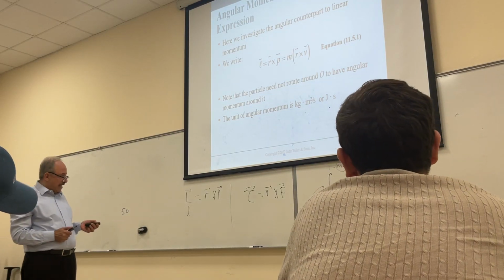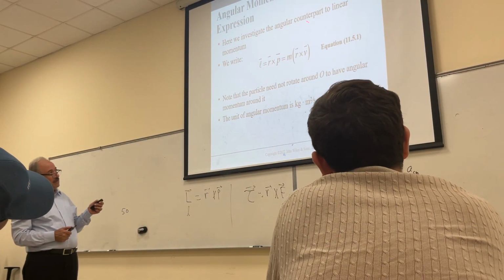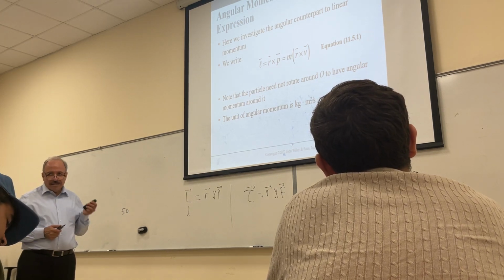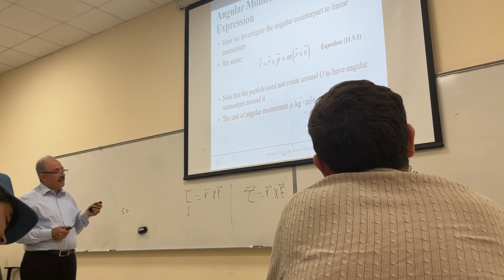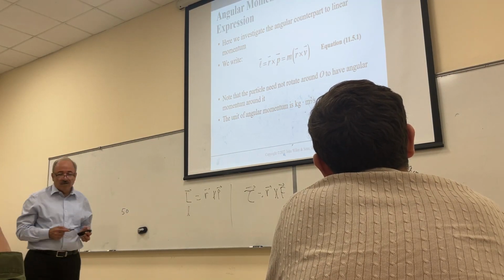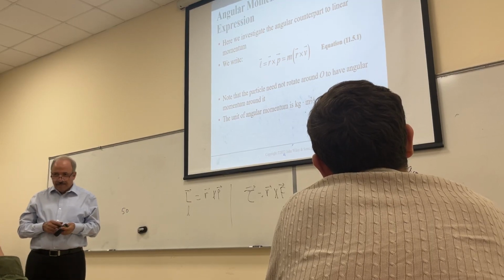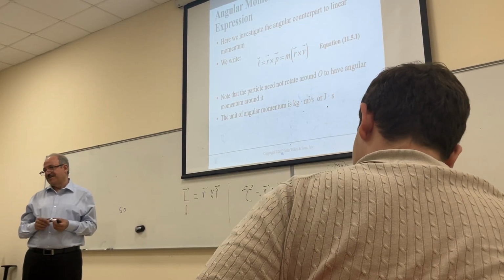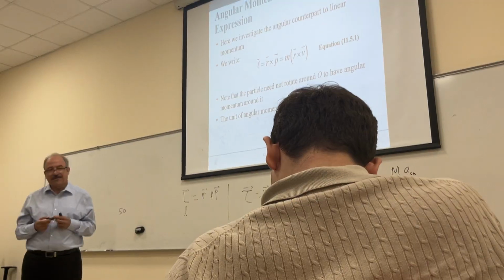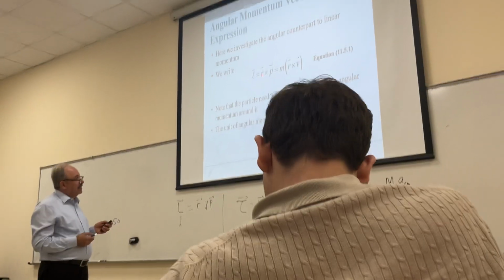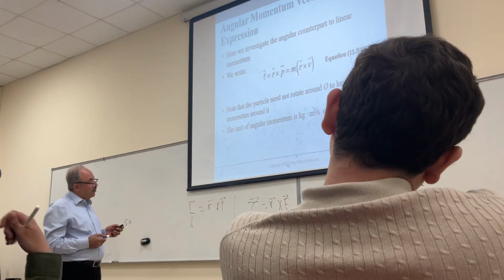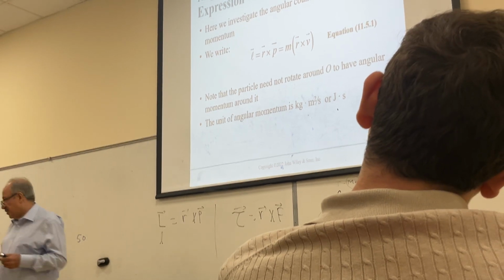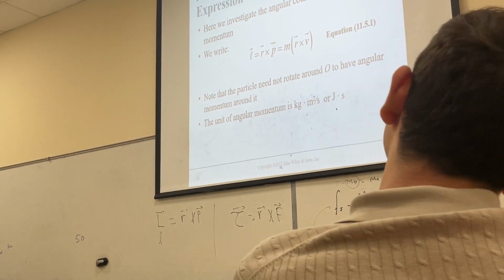So L, as I said, he uses a small l here, is R cross P. P is M times V, where M is a constant scalar. And you know the cross product. It's extremely important, so you have the direction into account. If R is parallel to V, then what will be the angular momentum? Zero. If they are parallel, it's zero. If they are perpendicular, it's at its maximum. The unit is kilogram meter square per second, because this is meter and this is meter per second. We just call it joule second.